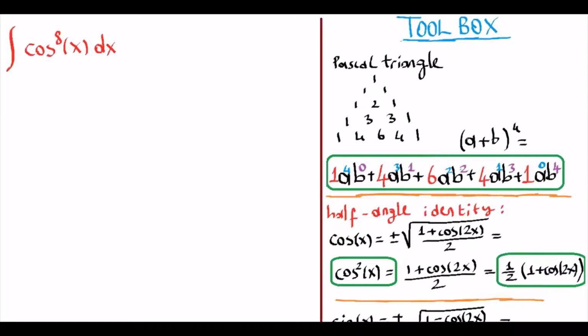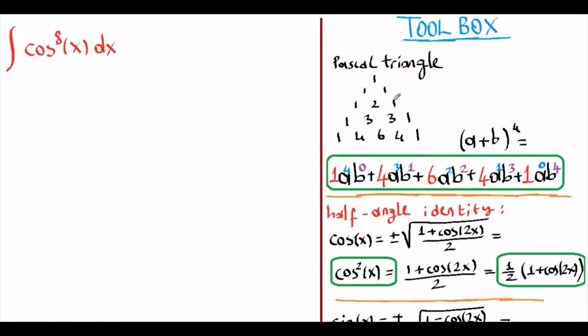Hello everybody. In this video we're going to integrate cosine 8 of x. For this integration we're going to be needing the expansion of binomials to the fourth power, so we can utilize Pascal's triangle for that. And this is how we construct Pascal's triangle.